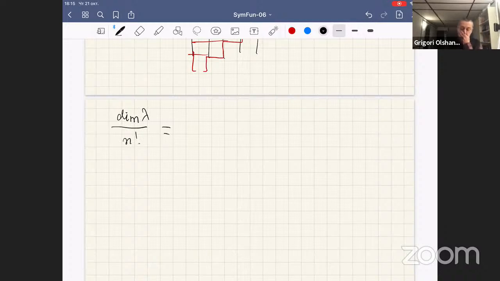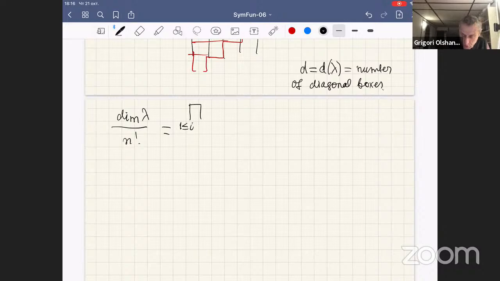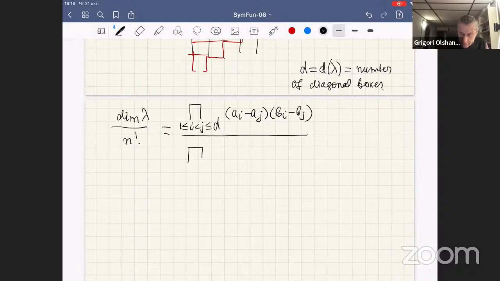The dimension is equal to the following expression. So let D be the number of diagonal boxes, the number of Frobenius coordinates. So we have the following expression... divided by the sum, the double sum, times the product of the factorials.